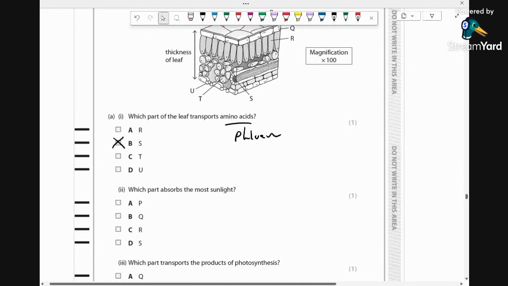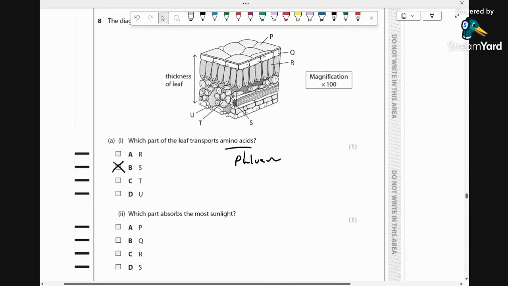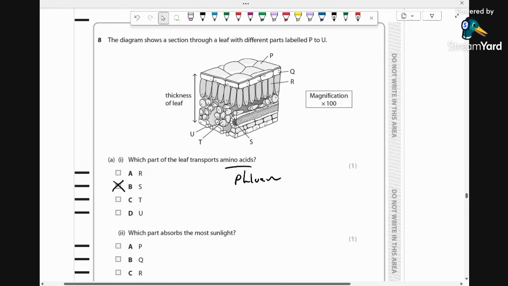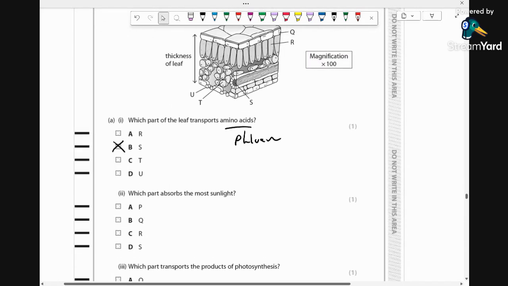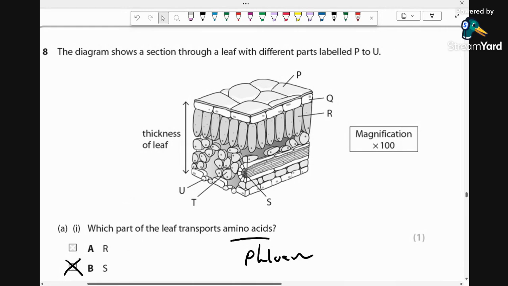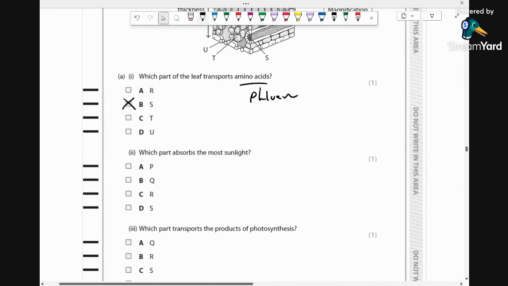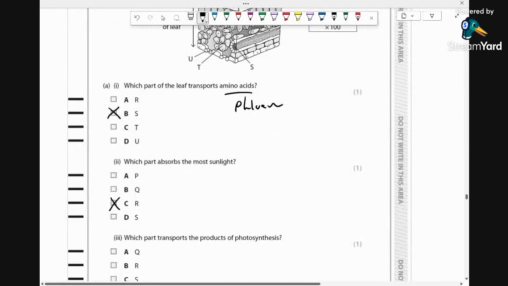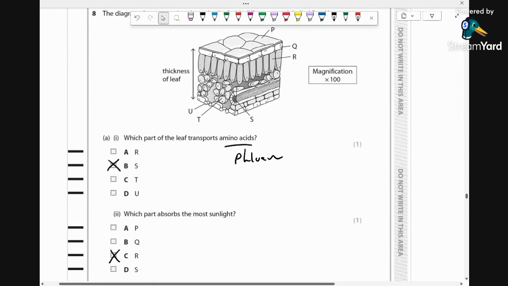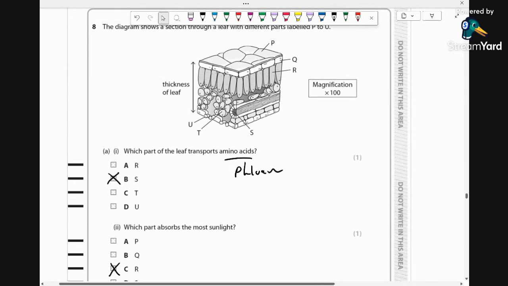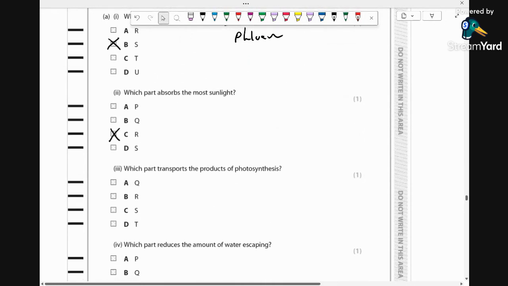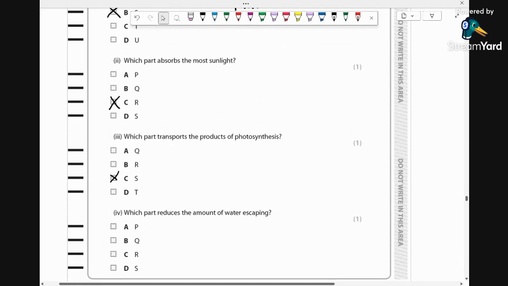Which part absorbs the most sunlight? So absorbing the most sunlight, most of it will pass through the waxy cuticle and the upper epidermis. So it'll be the palisade mesophyll cells, which are at the top because they have lots of chlorophyll, of course. So the answer is R, or at least that's what I'm going to go for. Which part transports the products of photosynthesis? That's S again, isn't it? Because the phloem transports glucose or sucrose actually as well. So that's S again.